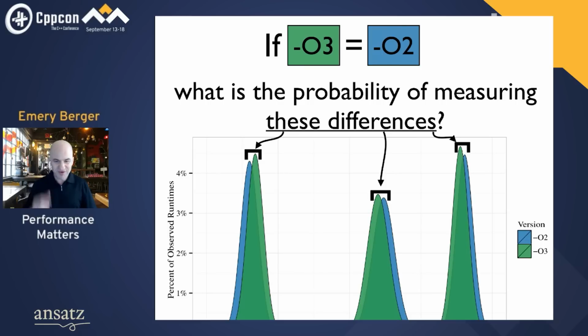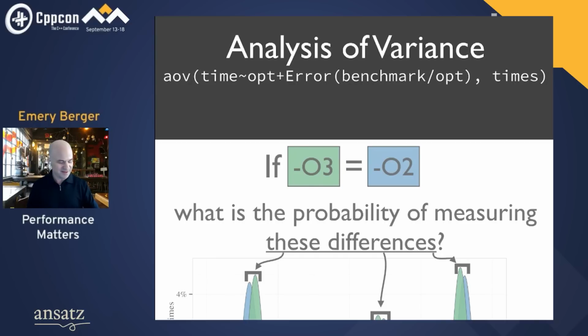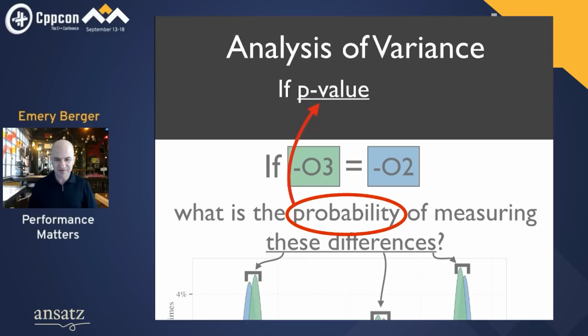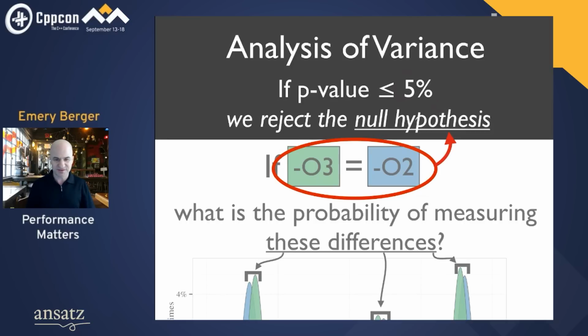So the way to do this for more than one thing is a technique called analysis of variance, or ANOVA. This is a sort of hideous incantation in R. Not my favorite language, in case you were doubting. However, this is a way of getting at this particular thing. We model it as the effect of the optimization plus some Gaussian error, and we run this analysis, right? So again, we're going to test if the p-value is less than or equal to 5%, then we're going to reject the null hypothesis. Great.